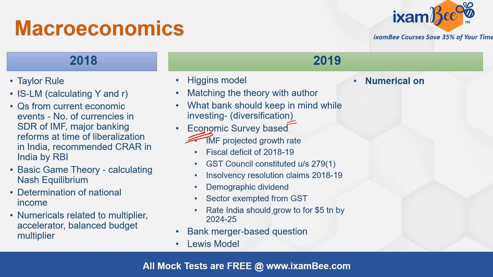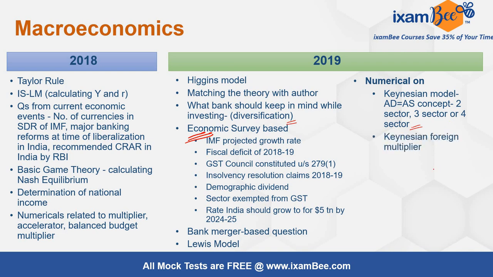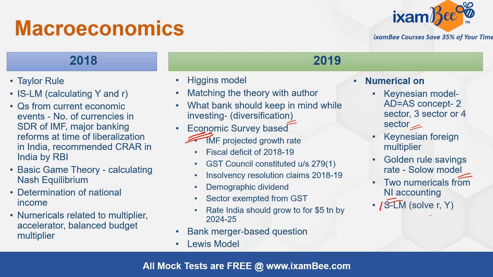If I talk about the numericals that came in 2019, they were related to the Keynesian model, the concept of AD equals AS, where under 2 sector, 3 sector and 4 sector models you had to do some calculation. Then there was a Keynesian model question related to foreign multiplier, and a golden rule savings numerical based on the Solow model. There were 2 numericals on national income accounting, an ISLM curve related question, and the government expenditure multiplier under the SKM model had to be calculated. So these were the numericals.